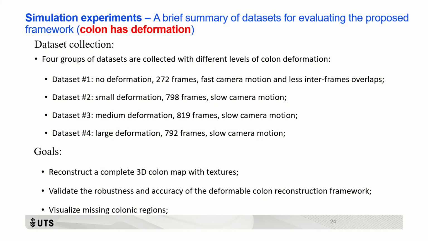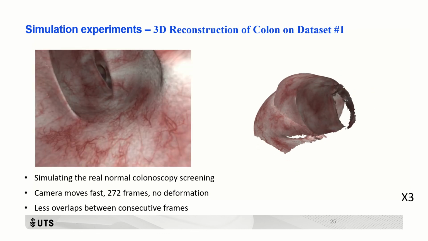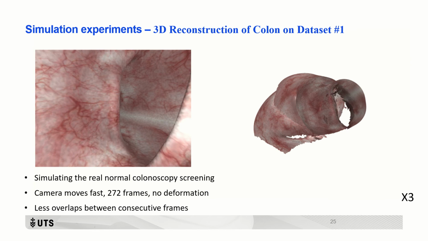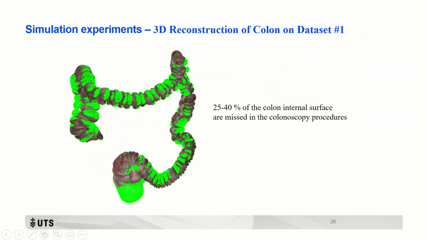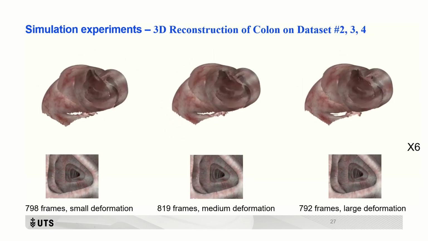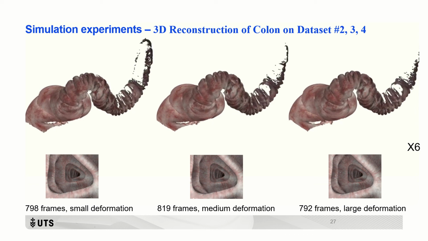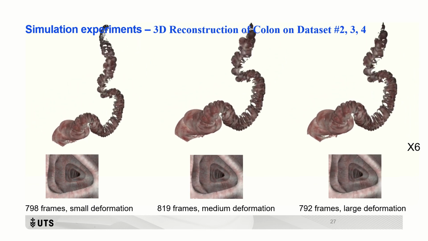Also, we collect the images with the colon deformation to validate the robustness and accuracy of the deformable colon reconstruction framework. The left video shows the camera view with the colon deformation, and the right shows the reconstructed colon map. After reconstruction, we show the missing areas using the green colors. This video shows the reconstruction of the colon map using all the 3 datasets with different levels of deformation.